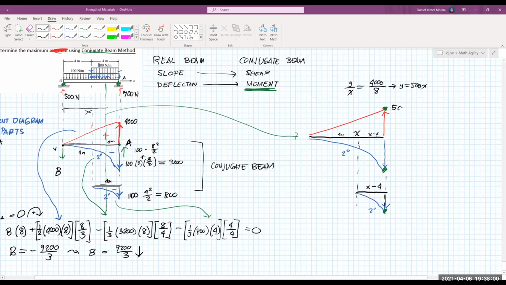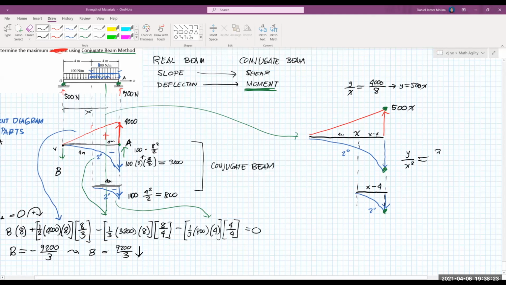So this is 500x. Next, for the second degree curve, we will use the squared property of parabola. So let's have y is to x squared, since horizontal distances will be squared. That's the squared property of parabola. Y is to x squared is equal to what?